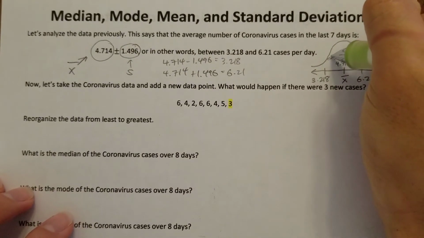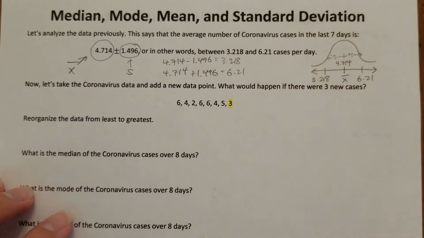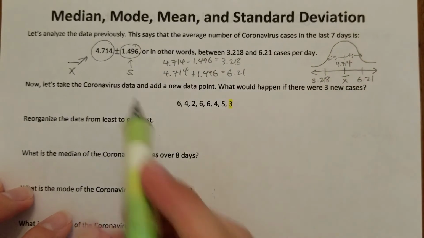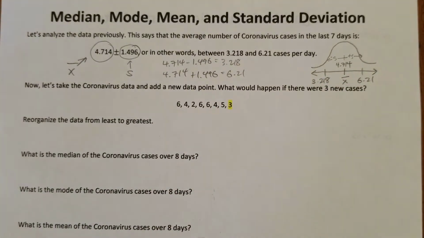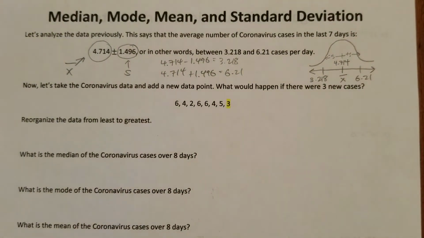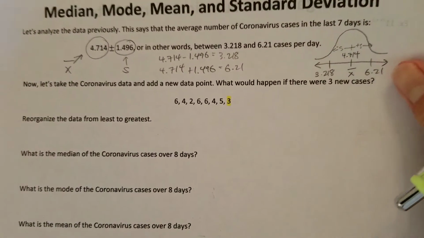So this would be minus S, and this would be plus S. Standard deviation basically tells you how far you are away from the actual average. Okay, so hopefully a little picture kind of helps you out with that.